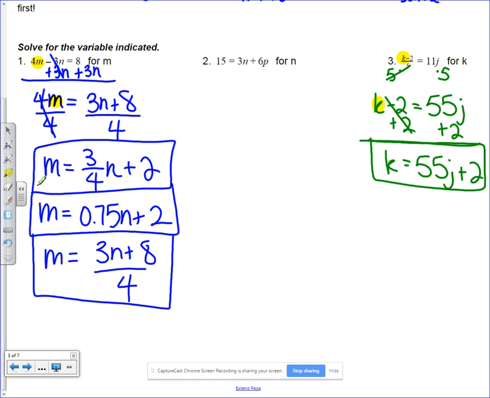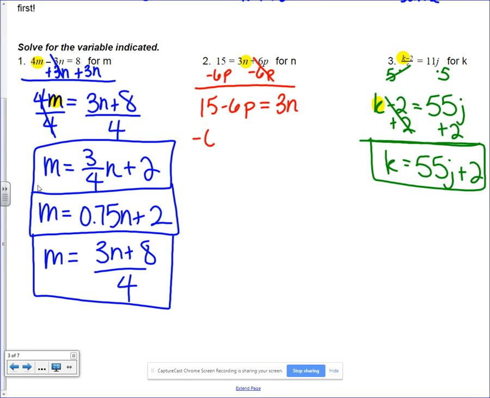All right, let's try number 2. What am I supposed to be isolating in number 2? What do I need to get rid of? How? So I'm going to get rid of the 6p by subtracting it. Folks, be careful with the subtraction. You can either say 15 minus 6p is equal to 3n, or you can tell me negative 6p plus 15 is equal to 3n. Do you see how the 15 stays positive and the 6 is negative in both of those?